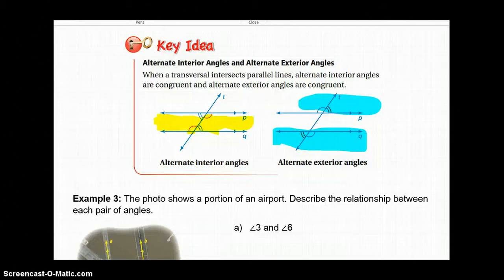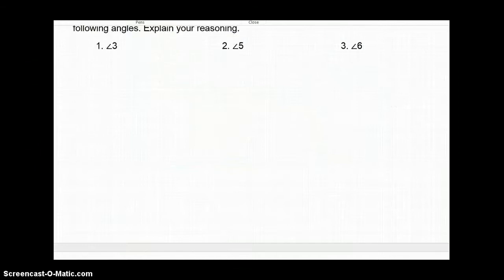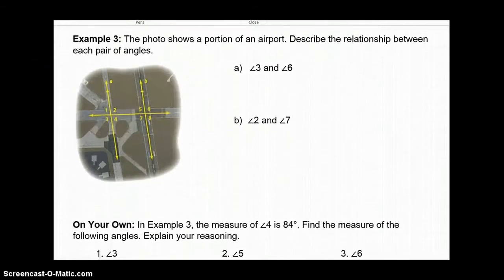So going down then, example 3. It shows you a portion of an airport. Describe the relationship between each pair of angles. So angle 3 and angle 6. So here's your parallel lines right here. So angle 3 and angle 6, first of all, think about that they're exterior angles. They're on the outside, and look how they alternate sides of the transversal. One's above, one's below. So we're going to call those alternate exterior angles. So angle 3 and angle 6 are alternate exterior angles. That's the relationship between the two of them.